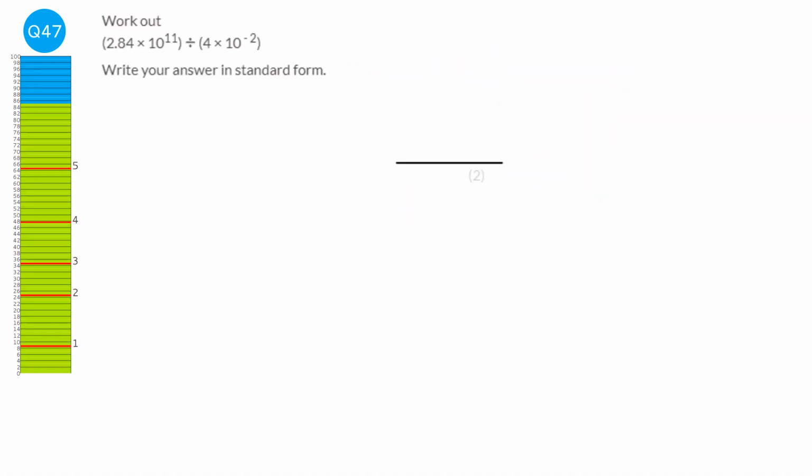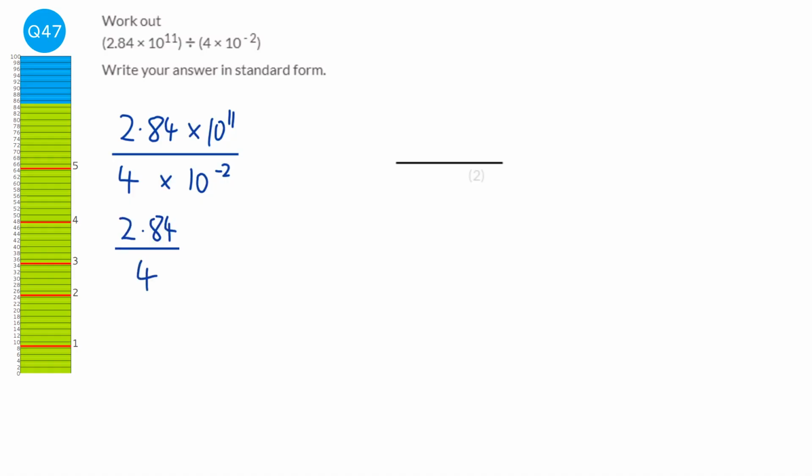So we can write this as a fraction, so it would be 2.84 times 10 to the power of 11 over 4 times 10 to the power of minus 2. What we can do is split this up into 2 fractions, so 2.84 over 4 times 10 to the power 11 over 10 to the power of 2, or minus 2.